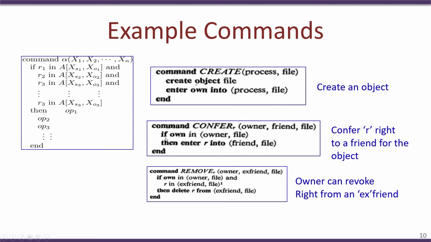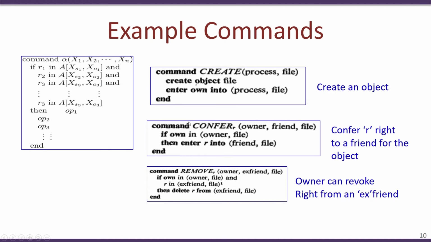Similarly, this is another example, confer read. In order to run this command, we first check if the owner is in fact the owner of the file. This is checked by looking into the access matrix corresponding to owner and file and determining whether own is present in that particular cell. If own is present, then you have the right to add R into that friend's entry.